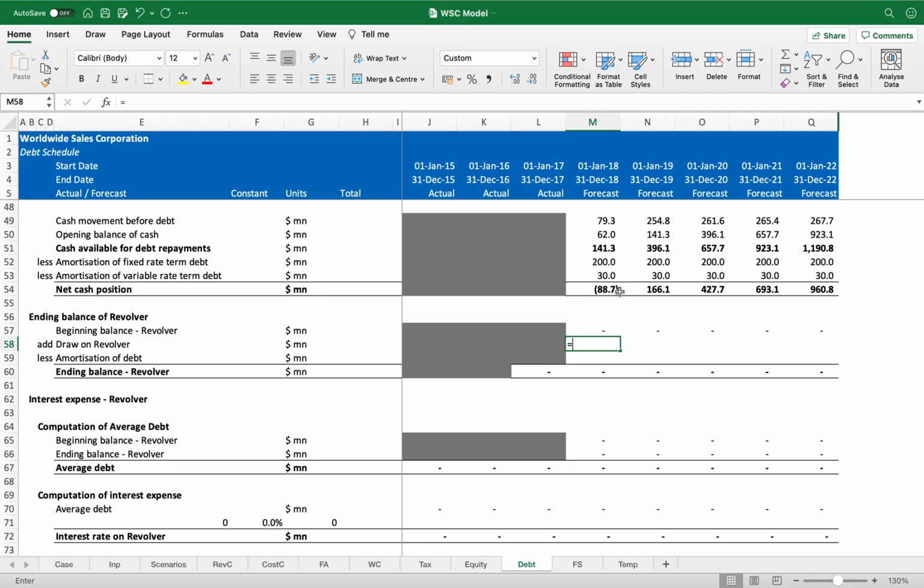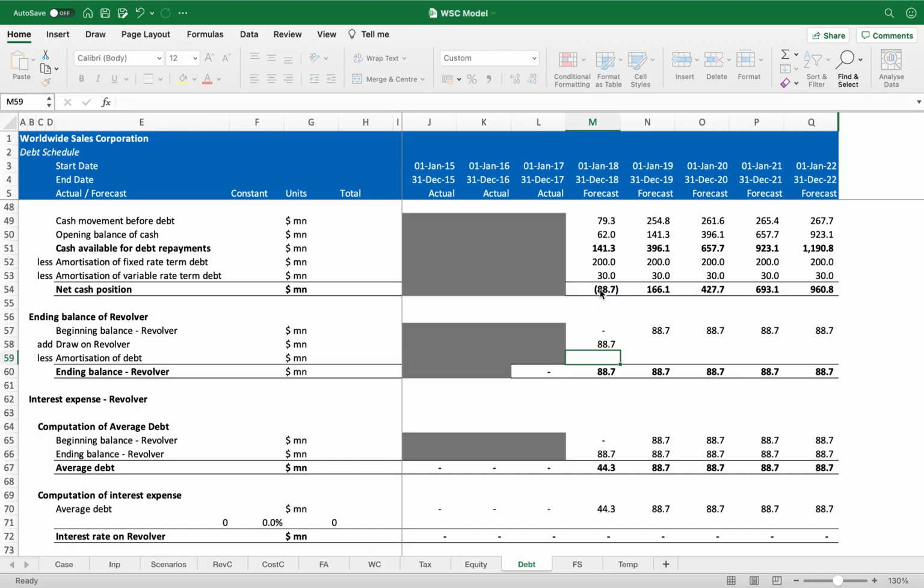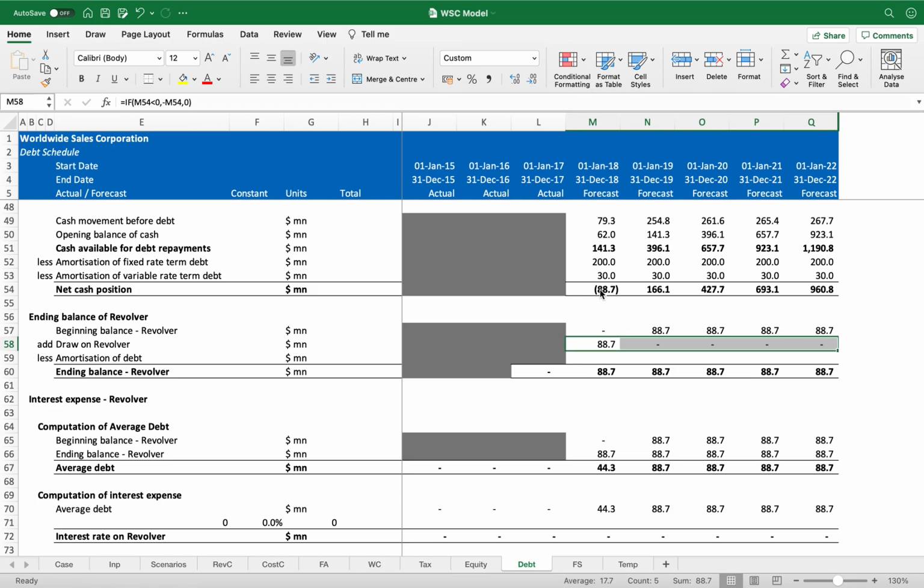So what will I say? If this number, if the net cash position is less than 0, then minus of this number only, I will draw this much amount, otherwise give me 0. If it's positive, I am not going to draw anything, right? If it's positive, I am not going to draw anything out of this. Do this.